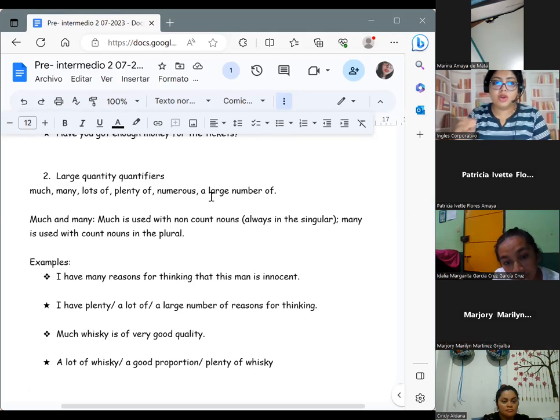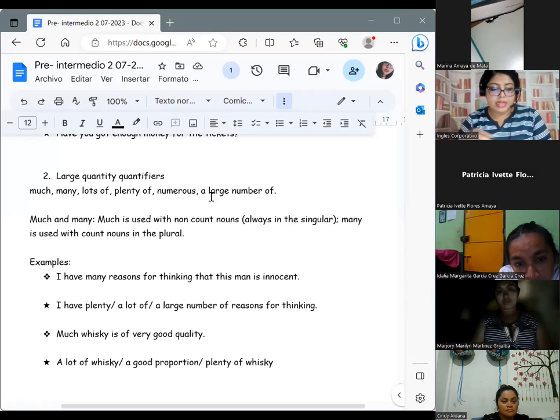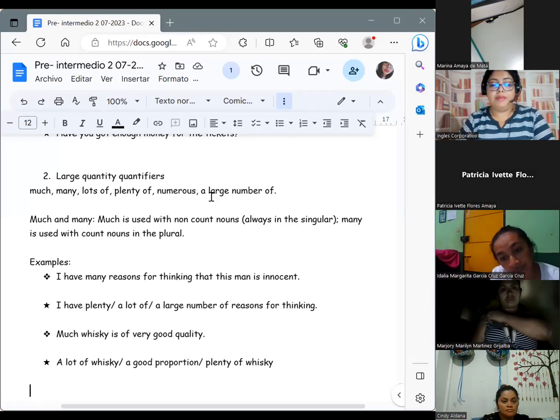Okay, I'm going to add something else because I know that this one is related to much and many. So I'm going to add something about plenty of numerals and a large number of. In this case, it's just an explanation of this one. And then we are going to see category number three.